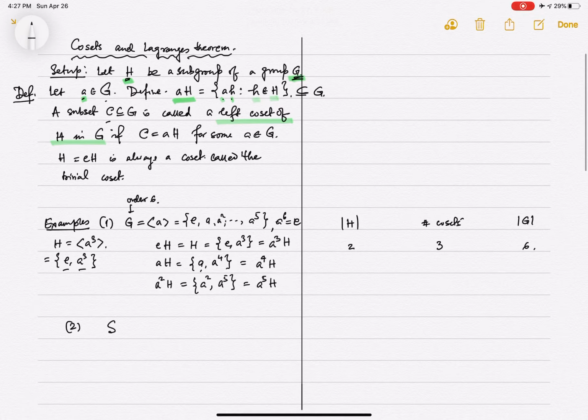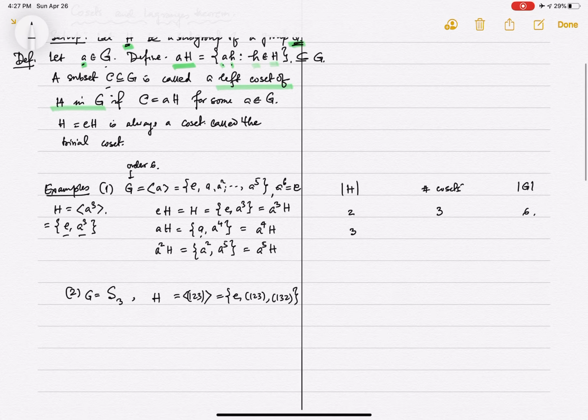Another one, again a group of order 6. Let's take S3, the permutations of 3 letters. And for the subgroup, let me take the subgroup generated by (1 2 3). What does that contain? It contains the identity permutation, it contains (1 2 3), and then it contains (1 2 3) times (1 2 3), which happens to be (1 3 2). And then the cube is the identity. So this is a subgroup of order 3. And then I claim H is again a coset, of course.